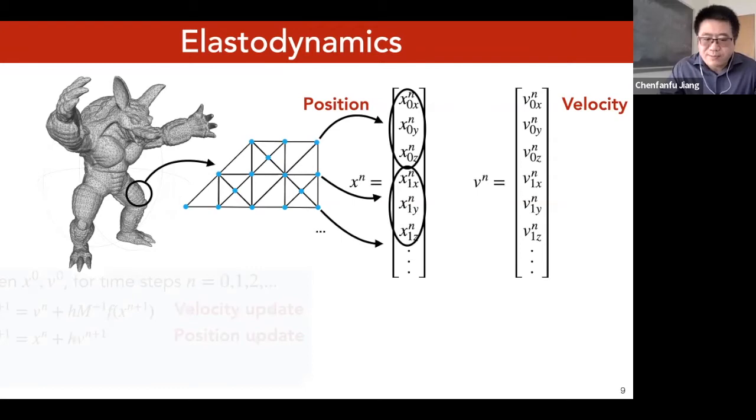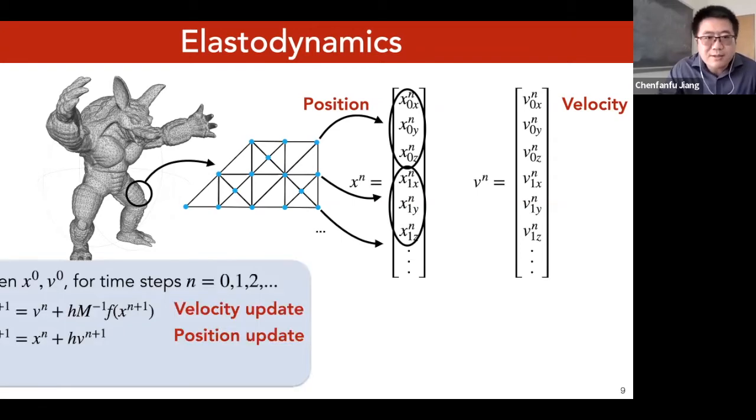Then with the initial position and velocity, x0 and v0, if you do backward Euler, you get these update rules for the simulation. Here, H is the time step size, M is the mass matrix, F is the internal elastic force. This results in a nonlinear system of equations in terms of positions. And it's quite standard in engineering, in math, in graphics to just solve it with Newton's method for root finding.